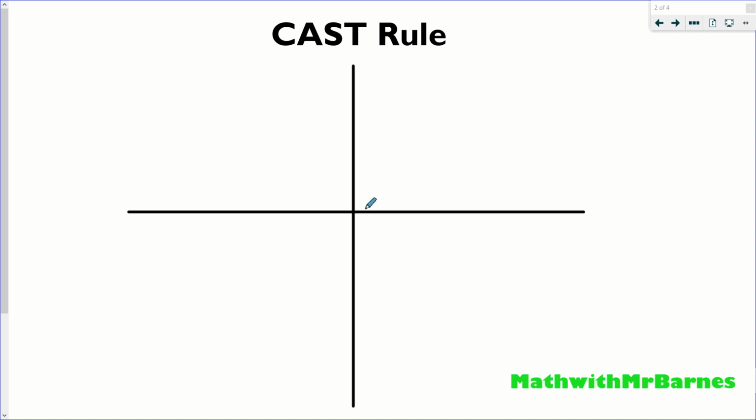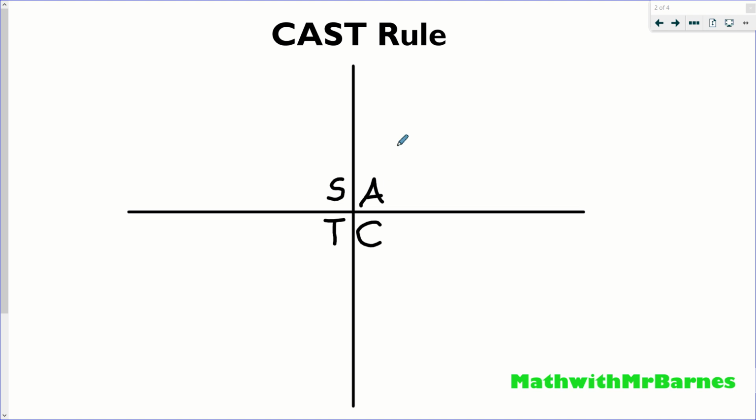Before we do that, we've got to do a little review of the CAST rule. We're working in radians today, so I'm going to do the CAST rule in radians. If anybody doesn't remember it, basically the CAST rule gives us the quadrants where each trigonometric function is positive. So C means that cos is positive in quadrant 4. A means everything is positive in quadrant 1. S, only sine is positive in quadrant 2. And T, only tan is positive in quadrant 3.